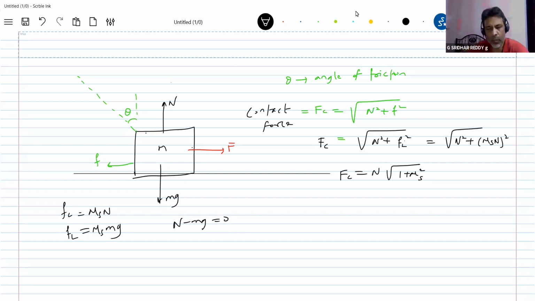When the block is about to slip, at that instant what happens? I'm just asking about the contact force here. Here what happens?